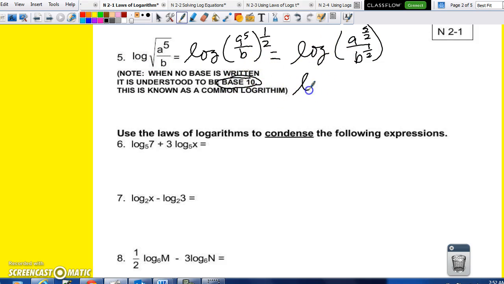So I know that this is going to be log of a to the 5/2 minus, because I'm dividing, log of b to the 1/2. And I have to make sure I move my powers, which would eliminate the power here and the power here. And that would be considered expanded form. Okay, so now we're going to move to number 6.